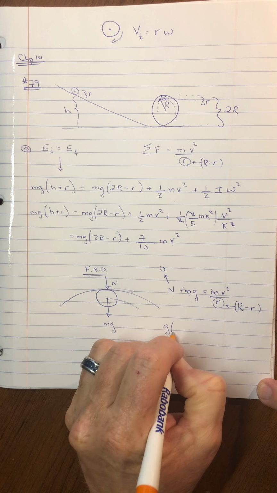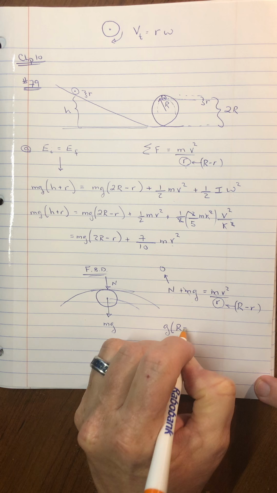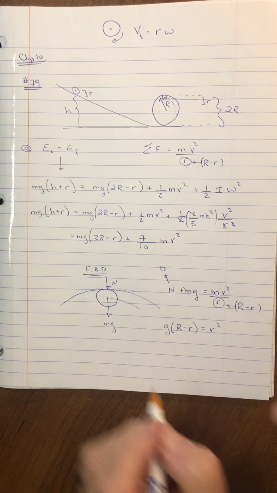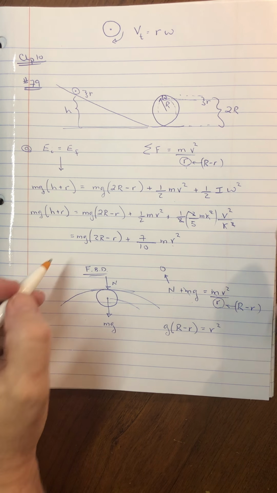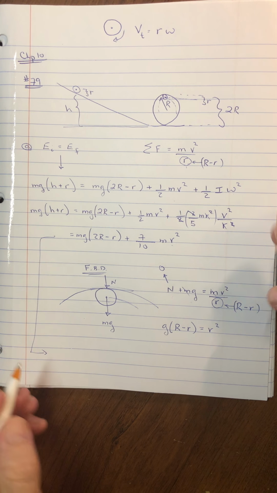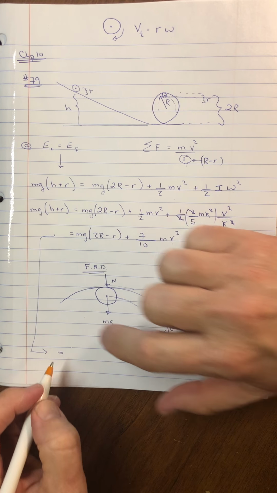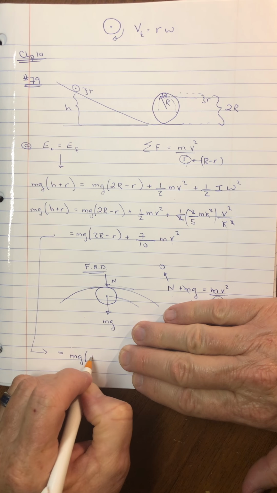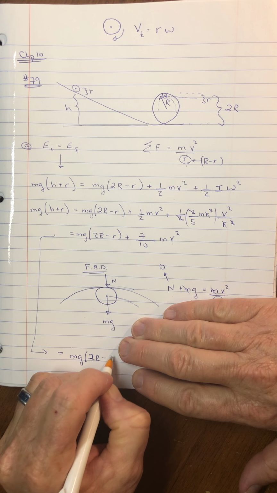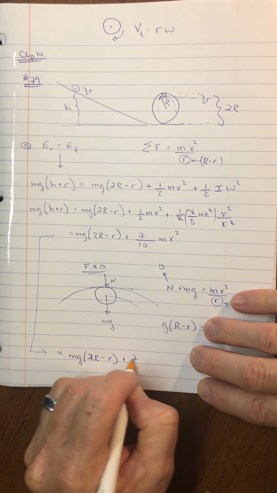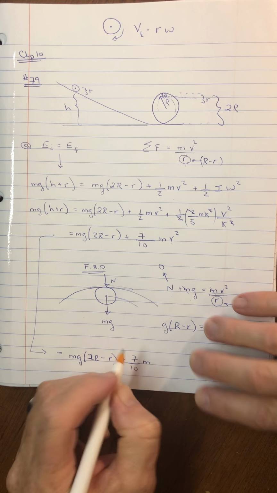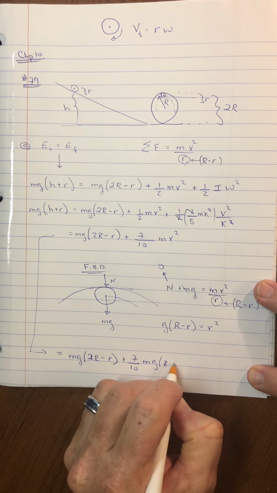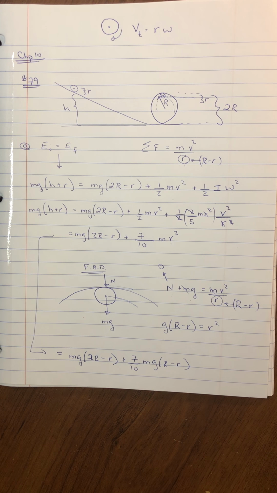Okay, so putting that into here and then noticing there's an m on each side that cancels off, I can get g times big R minus little r, when I bring this over, is equal to v squared. And so now if I use that here, I then have this mg, and I've got the 2R minus the little r, then I got the 7/10 m, and now I can put in this v squared, which would be a g and a capital R minus a lowercase r.